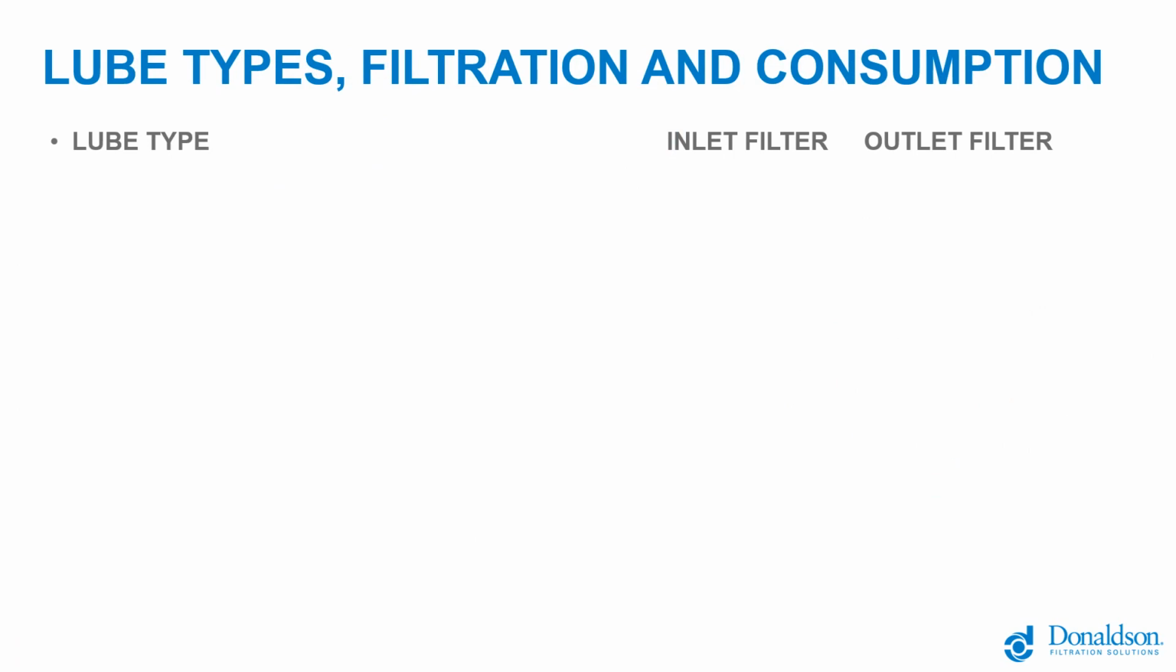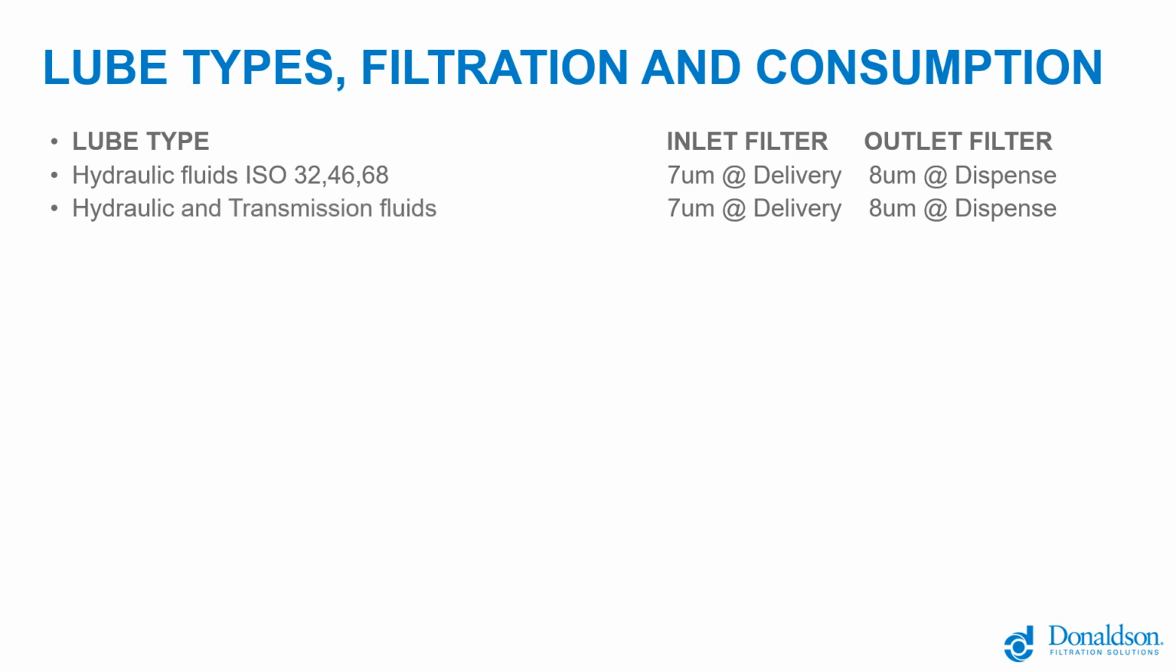Then the lube types and what type of filtration they actually require. Again, I mentioned overfiltering gets very expensive. So for hydraulic fluids, ISO 32, 46 and 68 hydraulic fluids, we recommend 7 micron filtration at delivery and 8 micron at dispense. That's the bulk HP, the high pressure filter, or 7 micron on a low pressure dispense application. Hydraulic and transmission fluids, those are combination fluids, same level of filtration required there to protect those components. 7 micron at delivery and 8 micron, or the 7 micron if it's low pressure dispense.